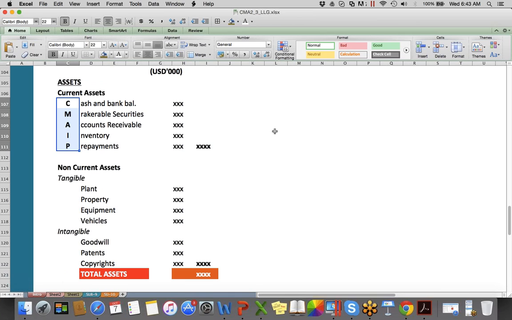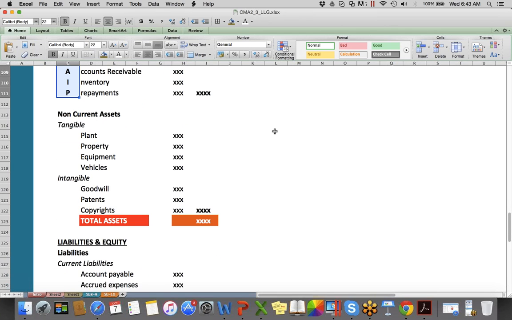The total of current assets will help us know what amount of liquidity we are maintaining. Liquidity, not liquidation, please. Liquidity. The amount of liquidity you are maintaining to meet the current requirements can be known from the total of current assets. Then non-current assets tell us the amount of fixed assets we have in the business.